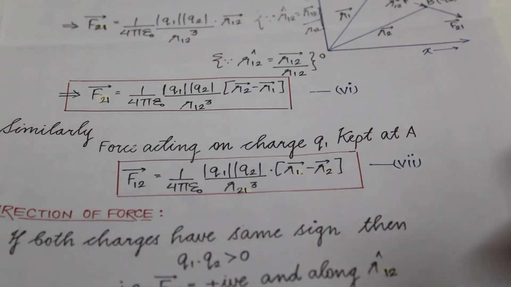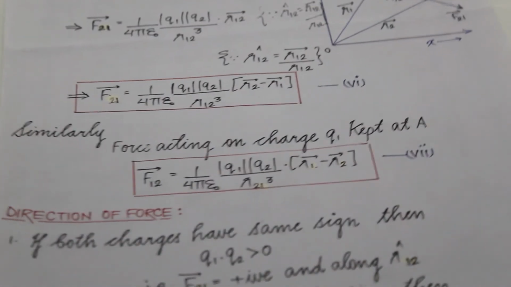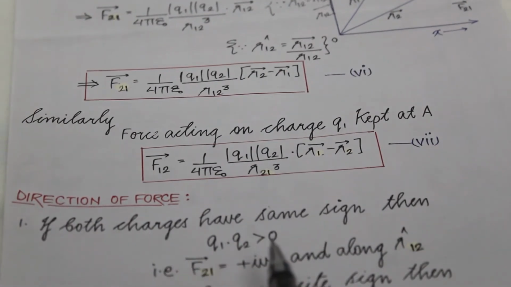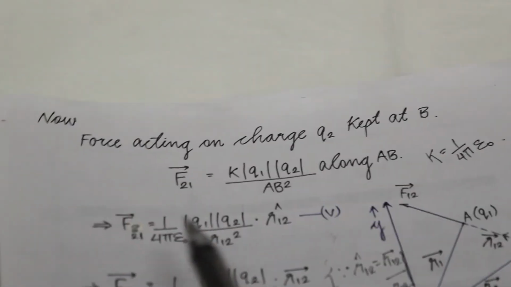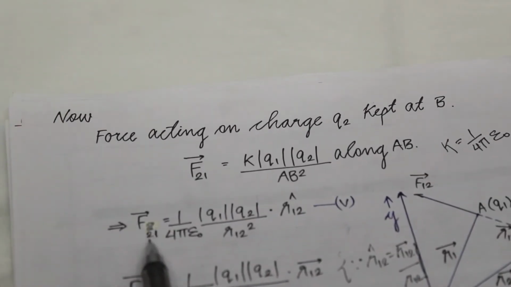For example, the two like charges minus 5 coulomb and minus 7 coulomb are kept at points A and B respectively. If we multiply, we'll get our answer plus 35. It means it is greater than 0. Now, if q1 q2 is greater than 0, then F21 vector has to be positive.